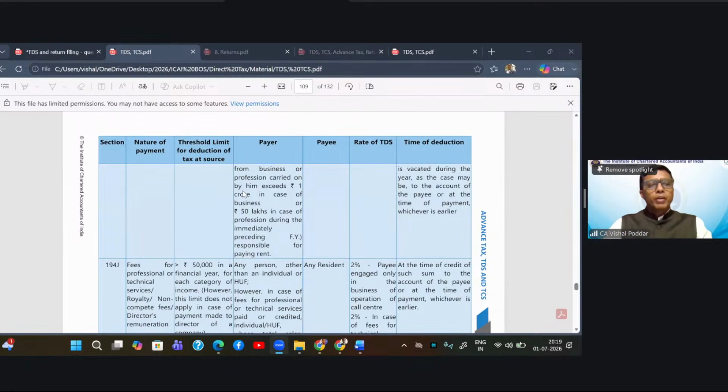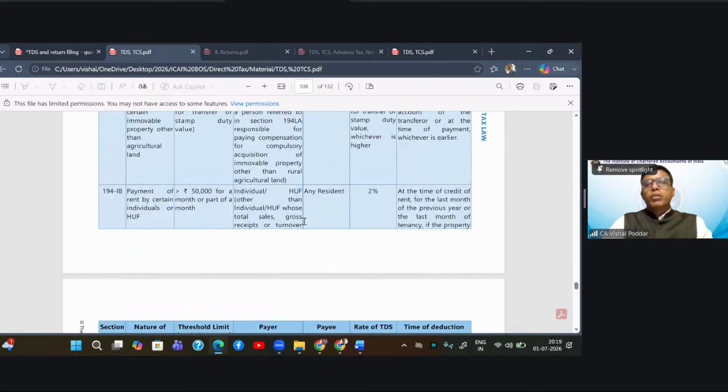Now here we have to test the applicability of TDS. First requirement is the payer should be an individual, not having business turnover above 1 crore. That condition is satisfied. Payment of rent per month should exceed 50,000. That condition is also satisfied. So how much will be the TDS? The TDS will be at the rate of 2%, correct?